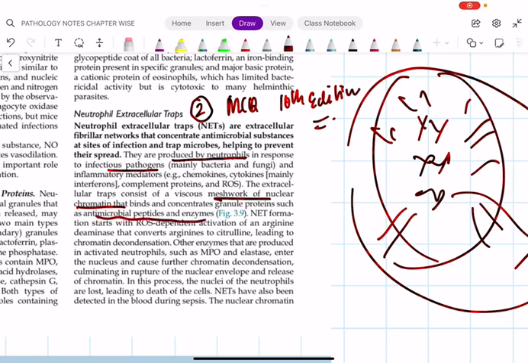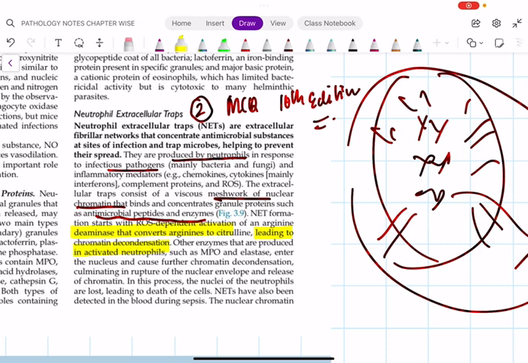Here comes the question. Which amino acids are involved in the formation of NET? The NET formation will activate an enzyme called arginine deaminase. You have learned this in biochemistry. This arginine deaminase is going to convert arginine to citrulline, which leads to chromatin decondensation.